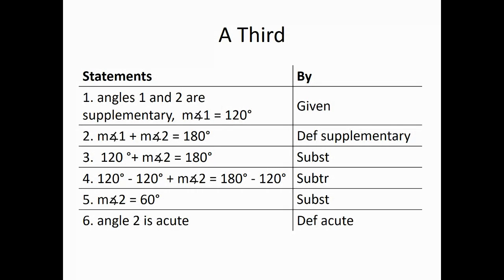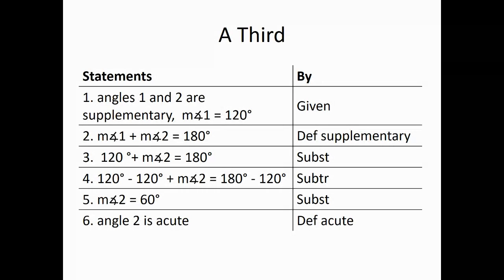Notice the change that we made as we went from line number 2 to line number 3. The measure of 1 was replaced by 120, which we, of course, may do because the measure of 1 is equal to 120 degrees. And that kind of replacement, where we have equality, is substitution. So under the by column for line number 3, we have SUBST for substitution. And then line number 4, we took line number 3 and subtracted 120 from both sides. That just is subtraction when you subtract the same quantity from both sides. And then line number 5 was simply what you would have called simplification from your Algebra 1 days. 120 minus 120 became 0. 180 minus 120 became 60. That kind of simplification work we call substitution.